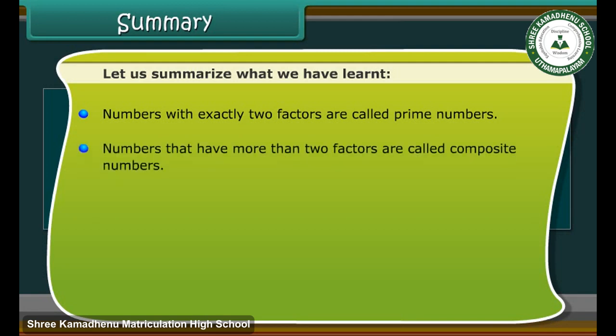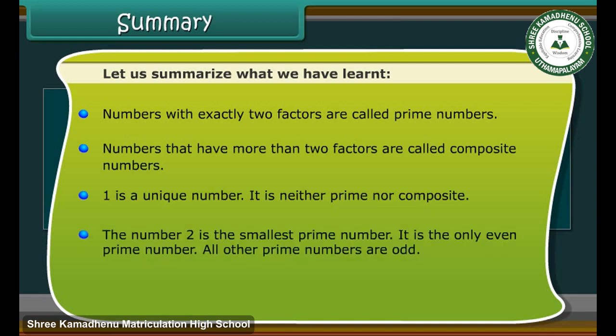Numbers that have more than two factors are called composite numbers. 1 is a unique number. It is neither prime nor composite. The number 2 is the smallest prime number. It is the only even prime number. All other prime numbers are odd.